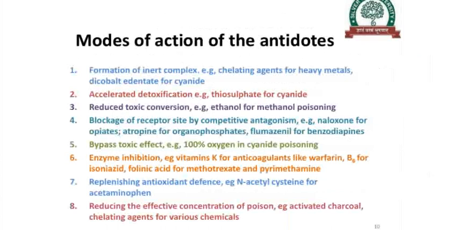Organophosphorus compounds, organophosphates, are normally used as insecticides and pesticides by farmers. So when they are not using the appropriate protective gear, they may accidentally inhale or accidentally consume the organophosphorus compounds and poisoning may happen. So at that time atropine sulfate injection is used for this organophosphorus poisoning.